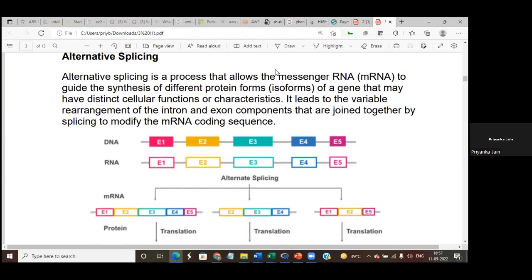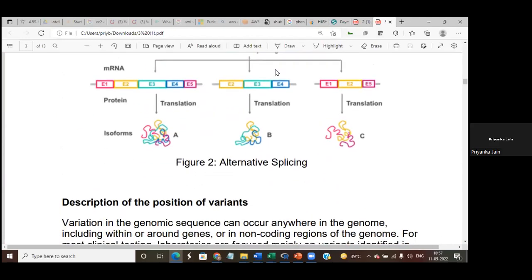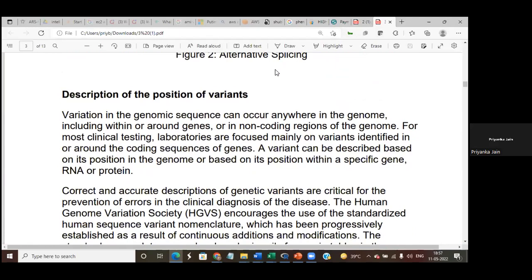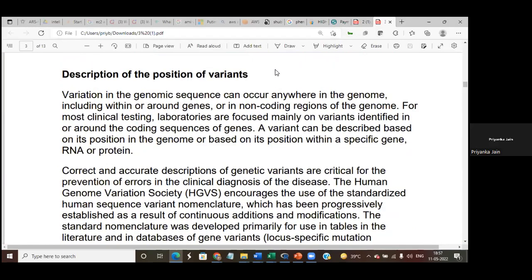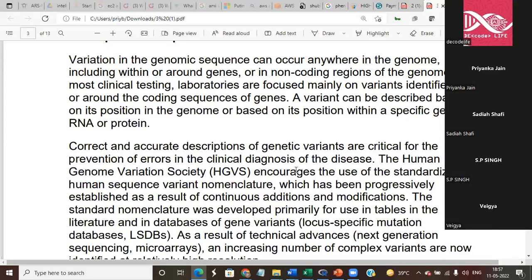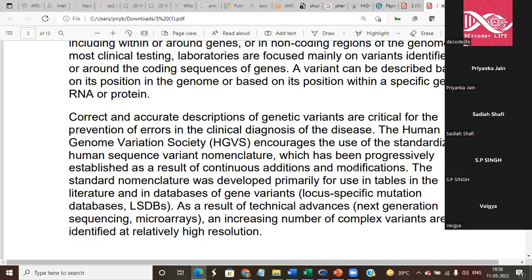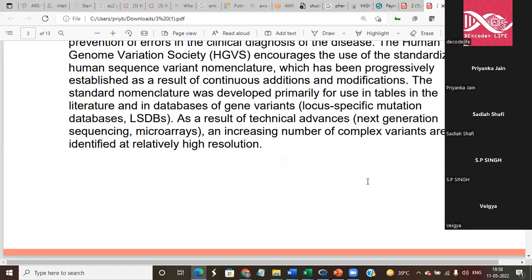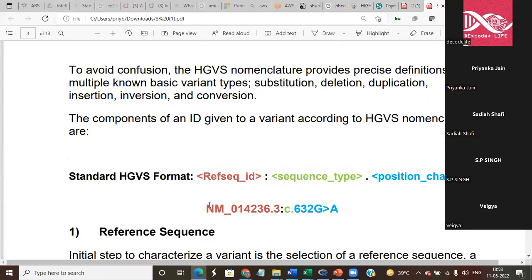Here I have some alternative splicing, but I don't feel this will be so much required. Now I will tell you how a variant position is named, that is, the nomenclature of the variant. This is for human variation. There is a society, the Human Genome Variation Society, which has standardized some parameters for how to define a variation. That nomenclature we will be using.